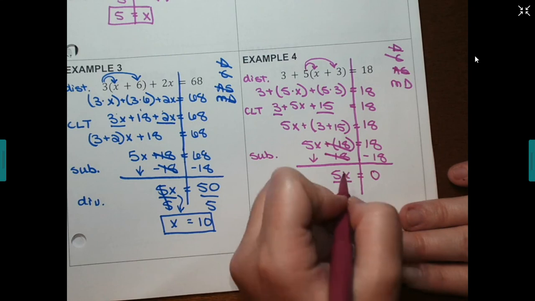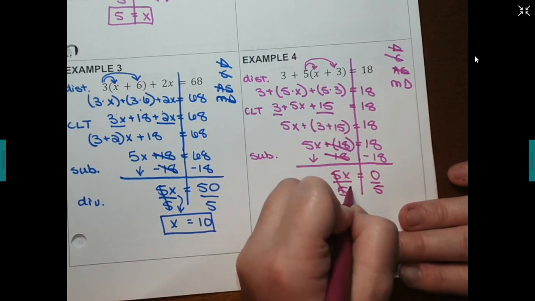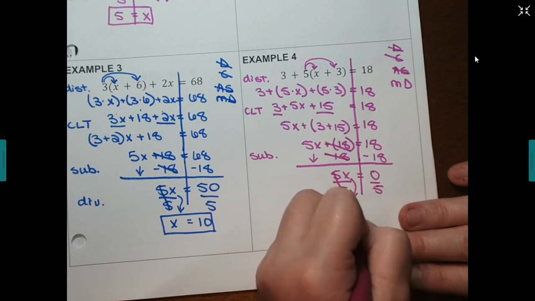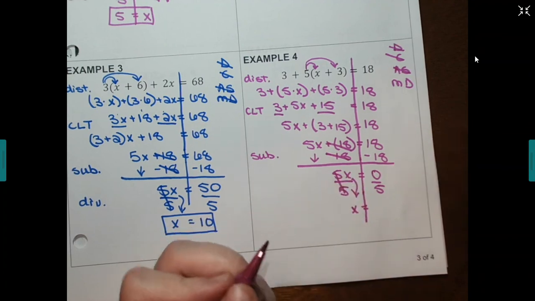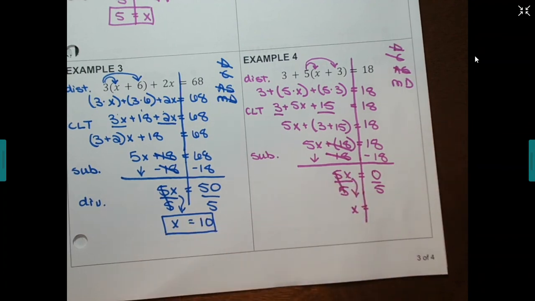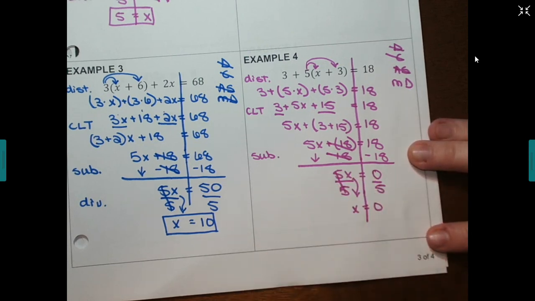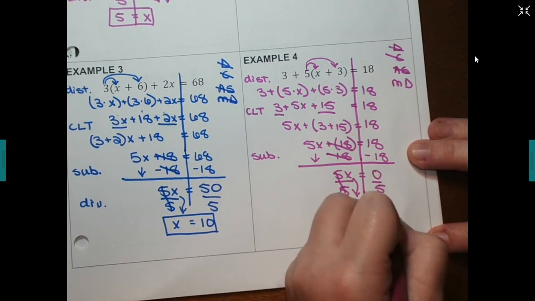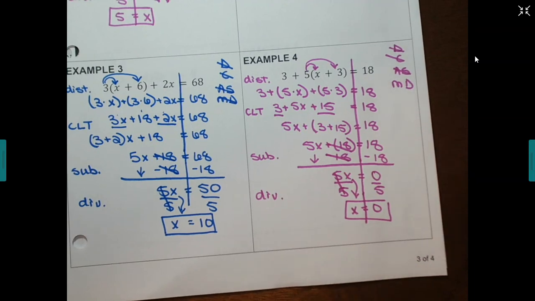Now, we need to get rid of our 5 times x, so we can divide both sides by 5. This does bring our x down. Oh, and then this is 0 divided by 5, which I remember way back to one of our rules. 0 divided by anything is 0. So x equals 0. So even though that one was a little different, we did have an answer. Okay, go ahead and hit pause so you can get your answer or get your work shown.